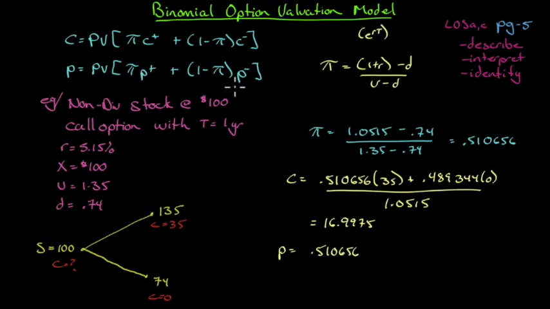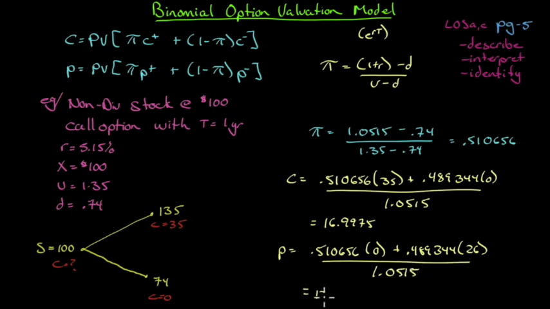Notice that, except just the value of the put changes. Well, it'll be 0, right? If you have a strike of 100, the stock's at 135, you'll have a 0 value for the put here. But down here, 100 to 74, the value of the put will be 26. So plus 0.489344 times the 26. And of course, discount it back by 1.0515.